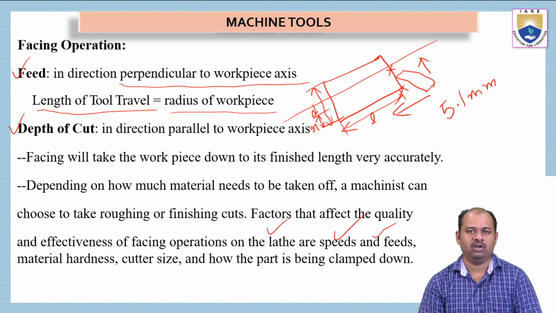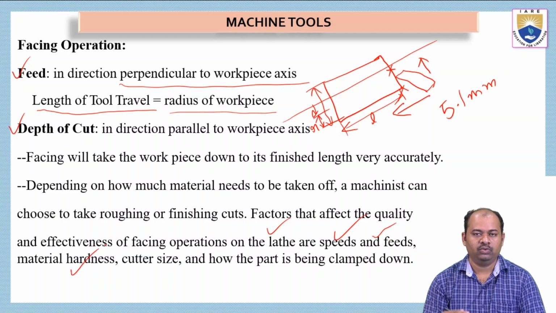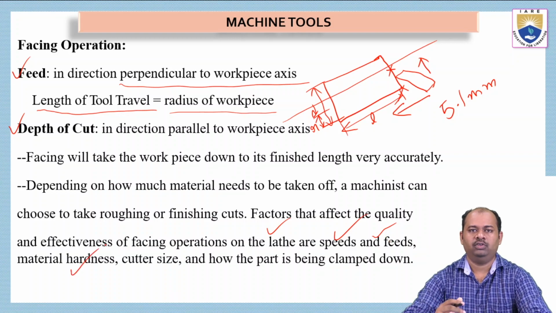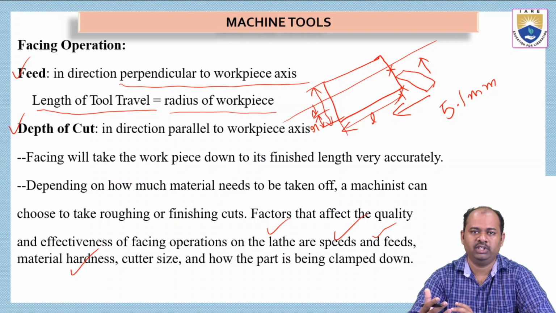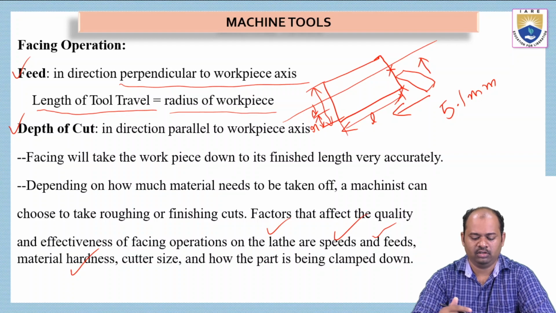The facing operation has to be effective with the help of the speed and feeds only. And the material hardness also matters. Whenever we want to do the facing operation on a harder workpiece, we have to keep in mind that we have to use a harder tool. That means we have to use a high speed steel tool in order to do operations on very hard material.